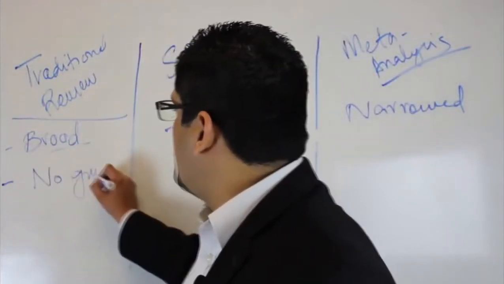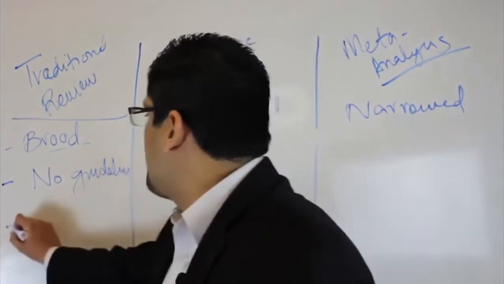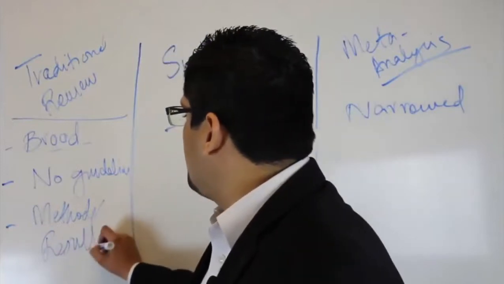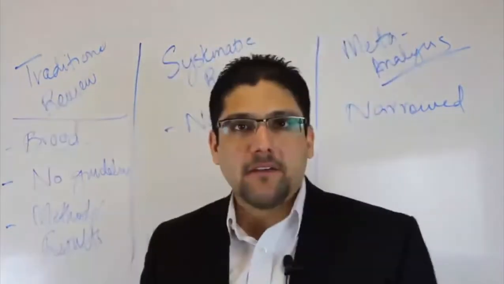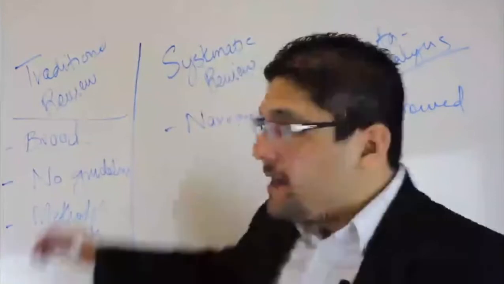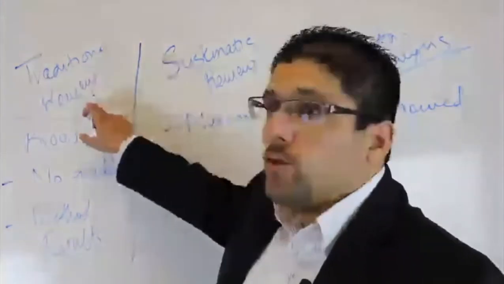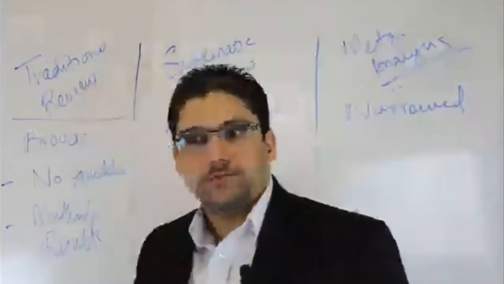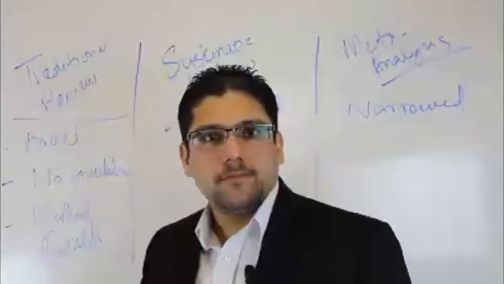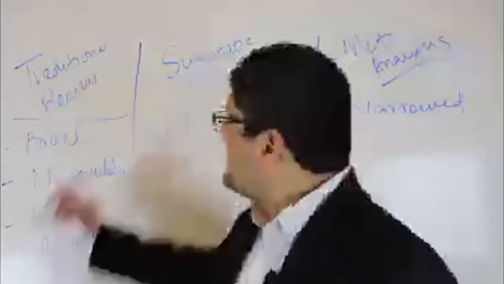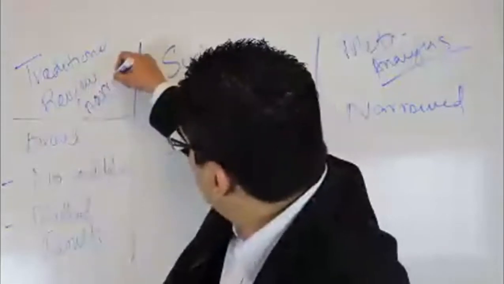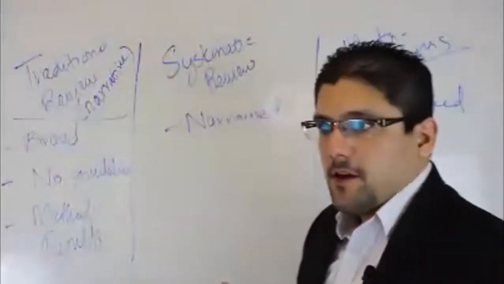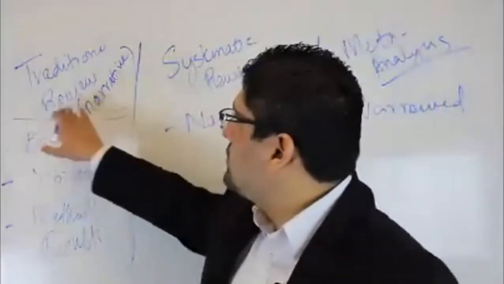No guidelines, no checklist. You just write as you like. Methods and results sections are optional. This is also known as narrative review, because you write it like a narration, like a story. So traditional review is also known as narrative review.